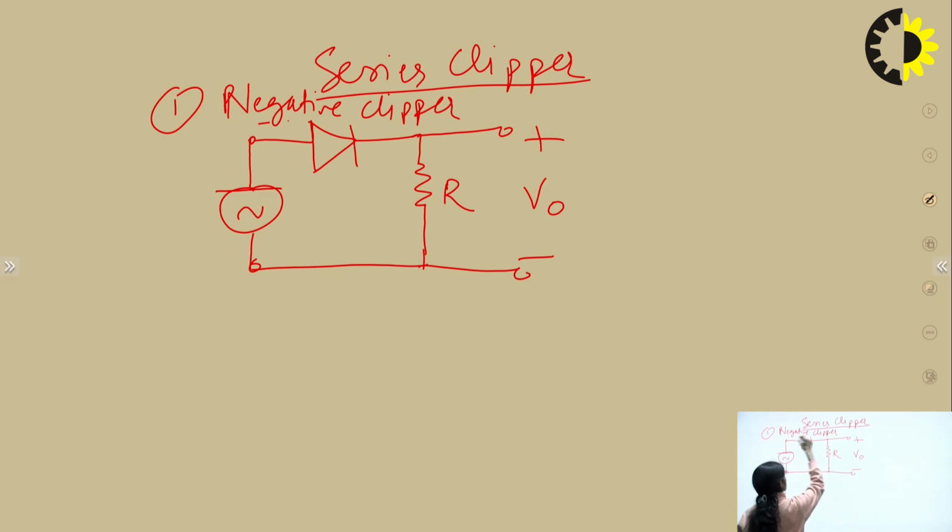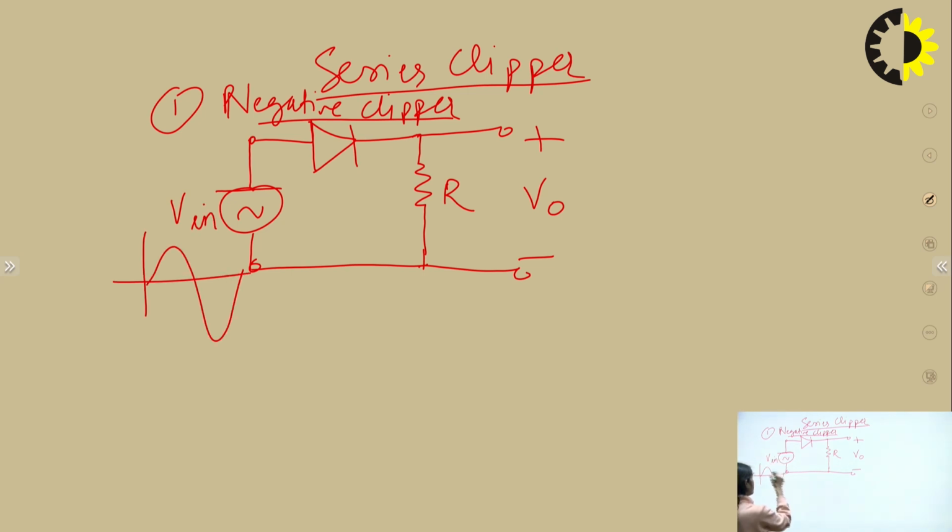If we see how it works, we have this input signal, Vin. It is a sinusoidal input. It can have any type of waveform, either a sinusoidal, triangular or square wave. We can take any type of waveform.